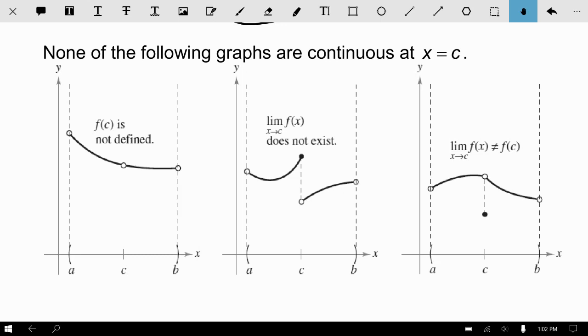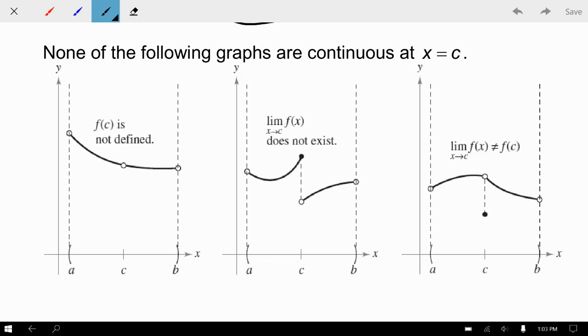Well, at the point C, it's pretty obvious that none of these are continuous. So this one's got a hole in the graph. Here we've got a jump discontinuity. And here we've got this point that's defined outside of where the limit is. So for different reasons, these are all not continuous.